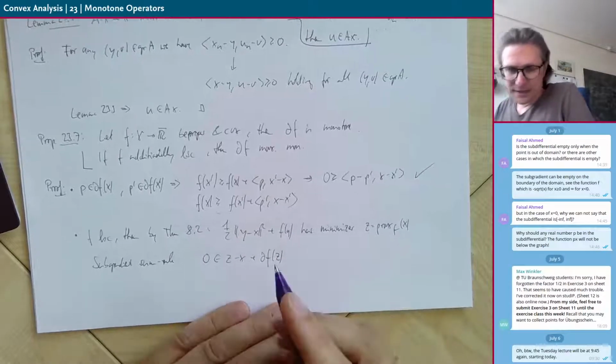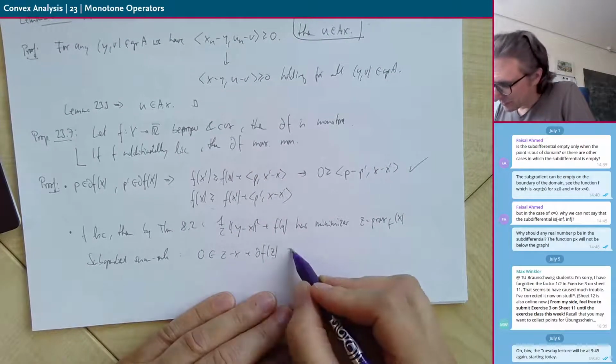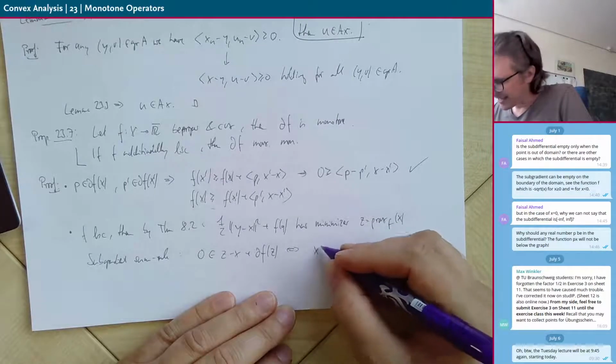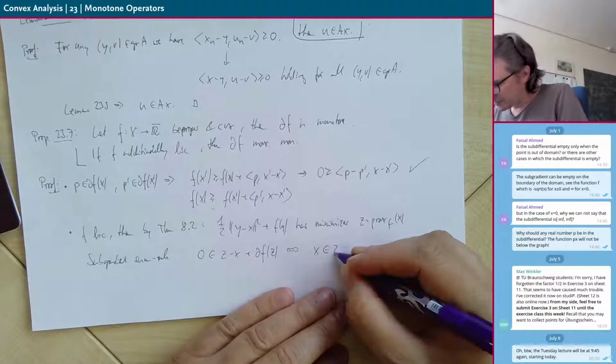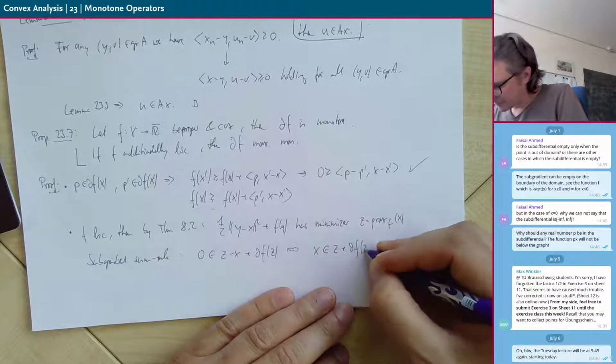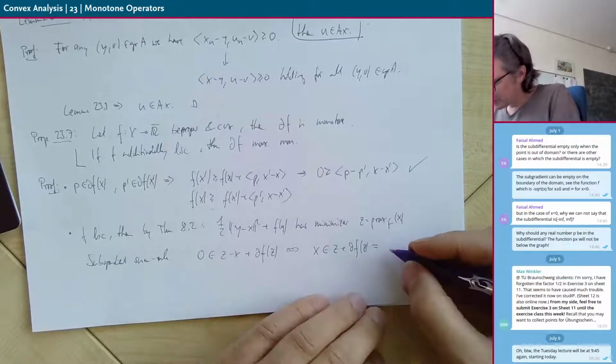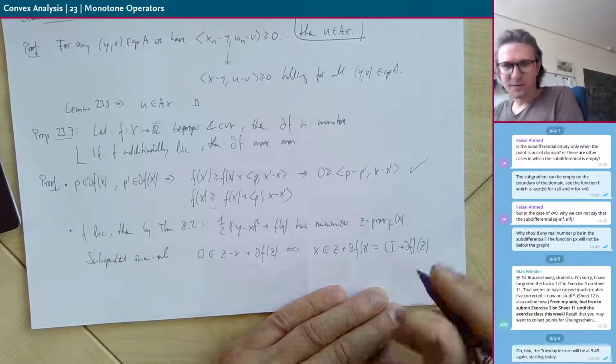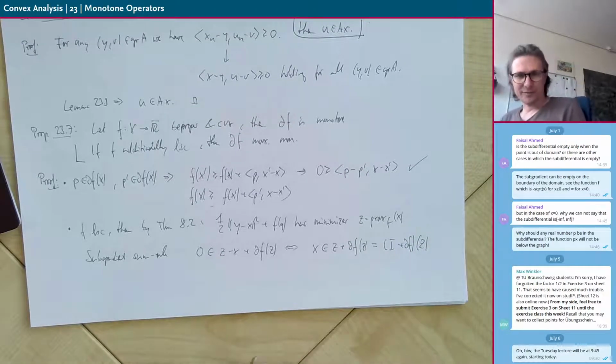Okay. So that's now an inclusion. We rearrange it as follows. We bring the x to the left-hand side and say this is the same as x being an element of z plus the subgradient of f at z, which we write as identity plus the subgradient of f, which we can now do because we can now add and subtract set-valued maps.